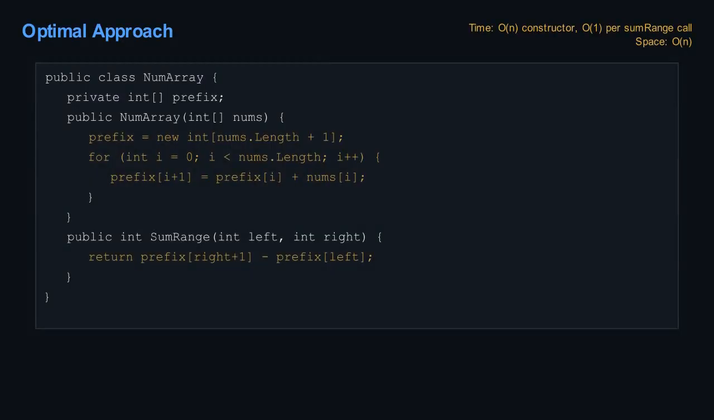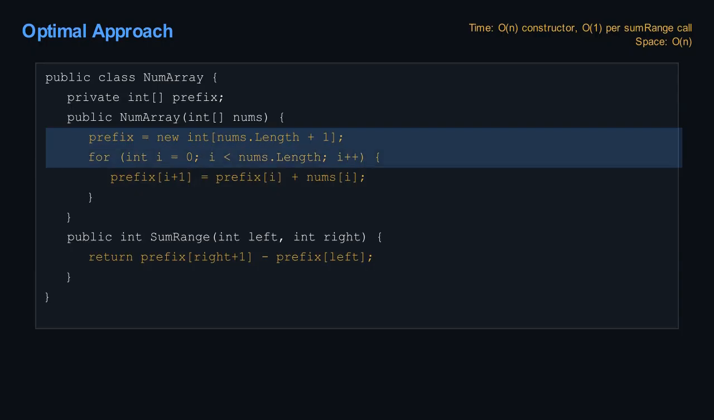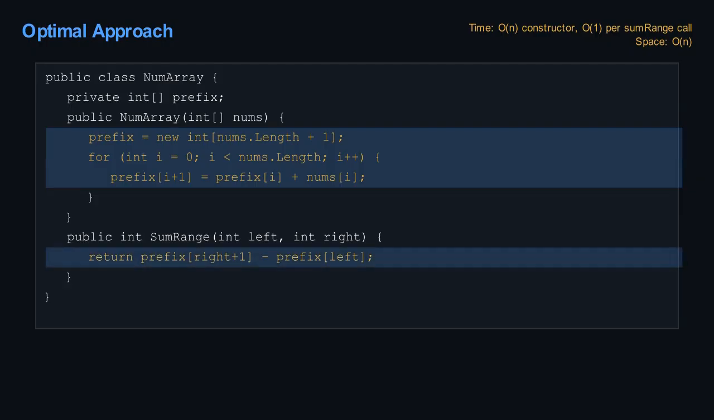The key insight is to precompute cumulative totals once, so each query becomes a constant time subtraction. In the constructor, we allocate an extra array of length n plus 1, set the first element to 0, then walk through the input adding each number to the previous total. The resulting prefix array holds the sum of the first i elements at index i. When sumRange is called, we simply return prefix[right + 1] minus prefix[left].